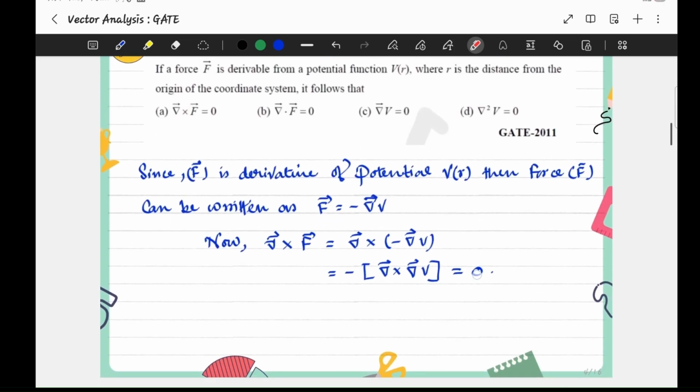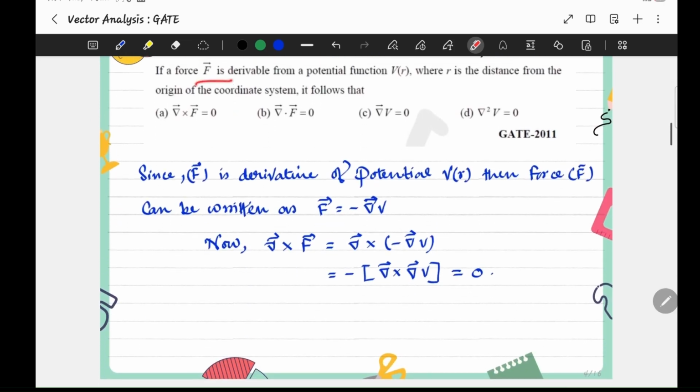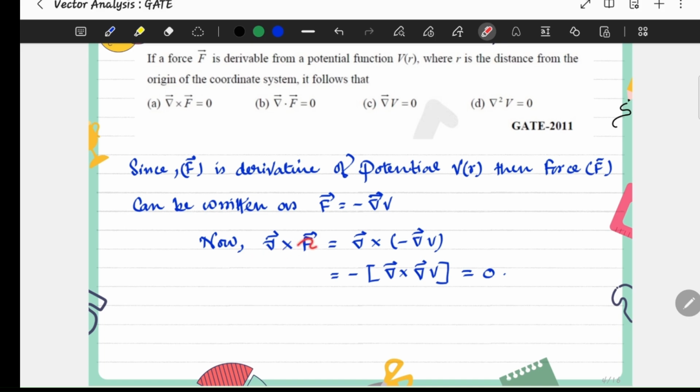Next question. So if a force F is derivable from a potential function V(r), where r is the distance from the origin of the coordinate system, तो क्या होगा? See, F is derivable from a potential V. That means F equals minus grad V. Simple. Now if you do del cross F, so del cross F means curl of grad V is equal to 0. So this one is the correct answer. Simple as that.